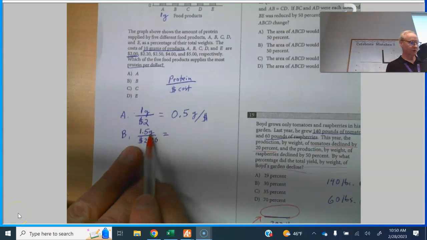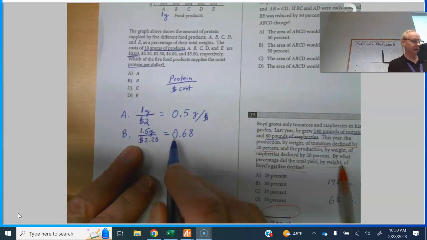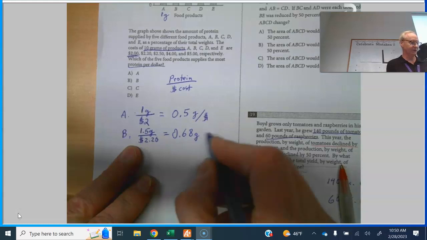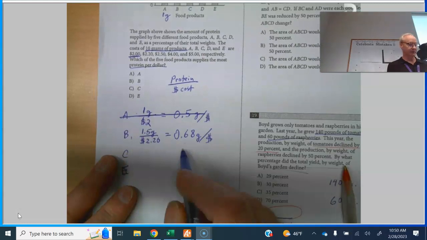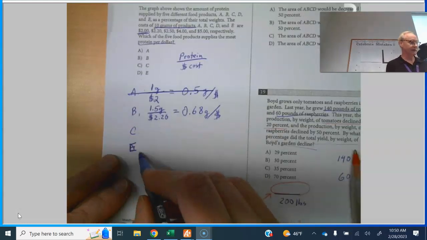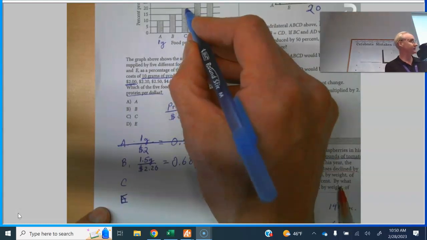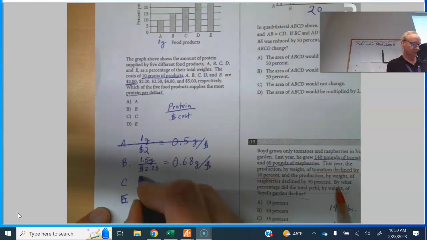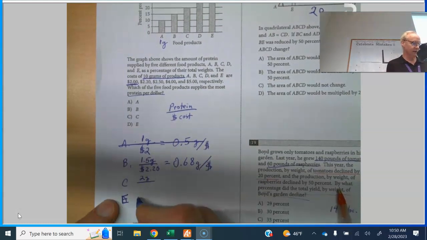You divided this. What did you get for your decimal? 0.68, which means that this is, you get almost 70% or 0.7 grams per dollar for B. So A is out. B is a better deal. You still have to check C and E. C is at 20%, so clearly it's going to be 2 grams, and D is 2.5, E is going to be 3 grams because it's at 30%.